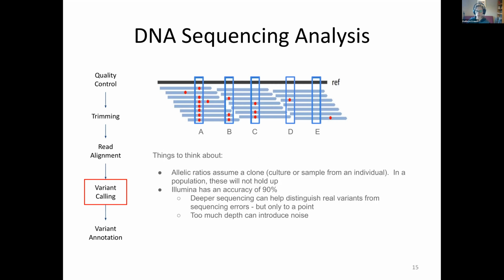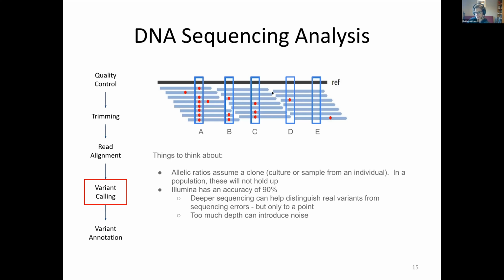So some things to think about here. First of all, these ratios assume that this sample is either a culture, a clonal culture, or a sample from an individual. So you're assuming that everything in the sample is the same. If you're sampling a population, then these ratios don't work out, because obviously you don't know how many individuals in the population are likely to have a particular variant.